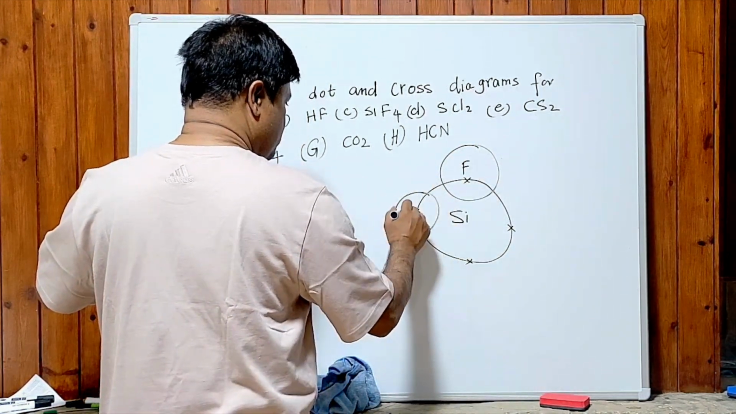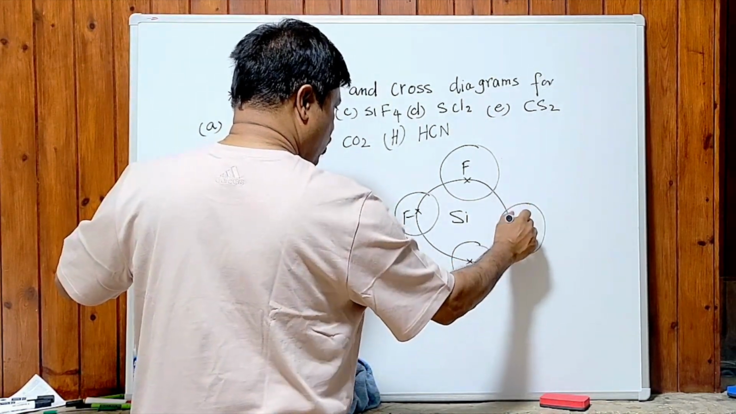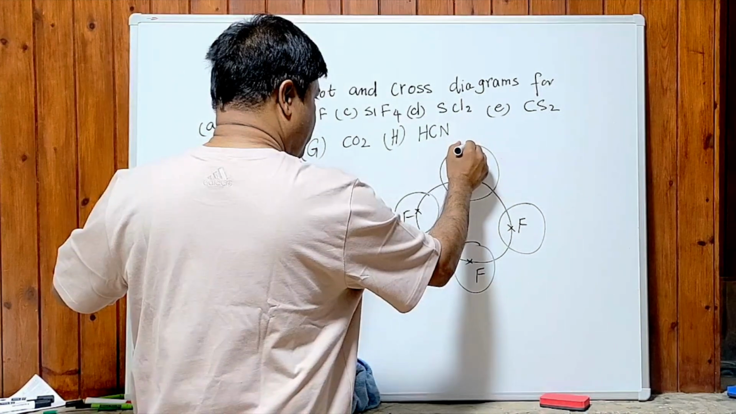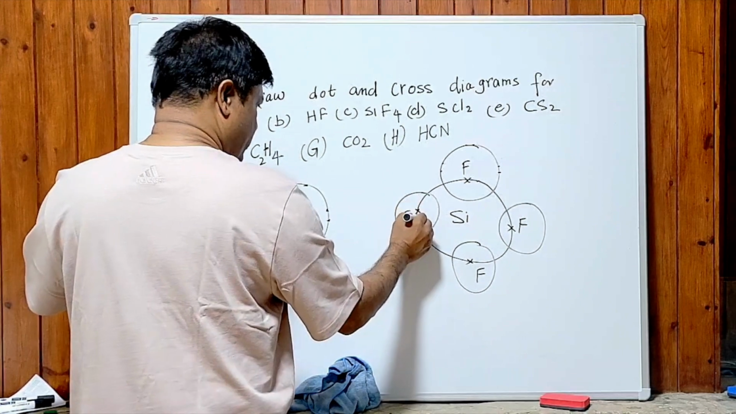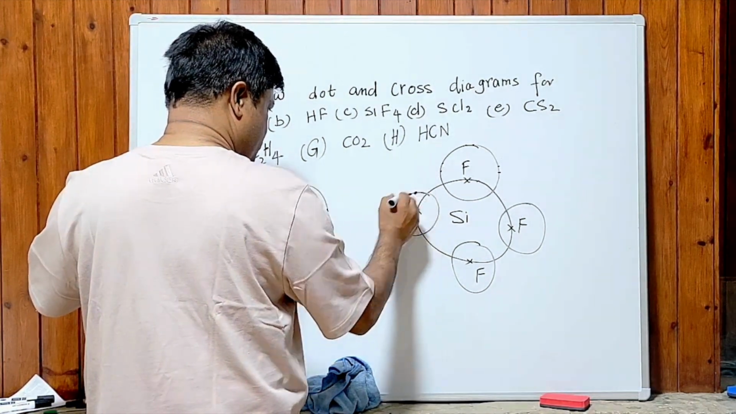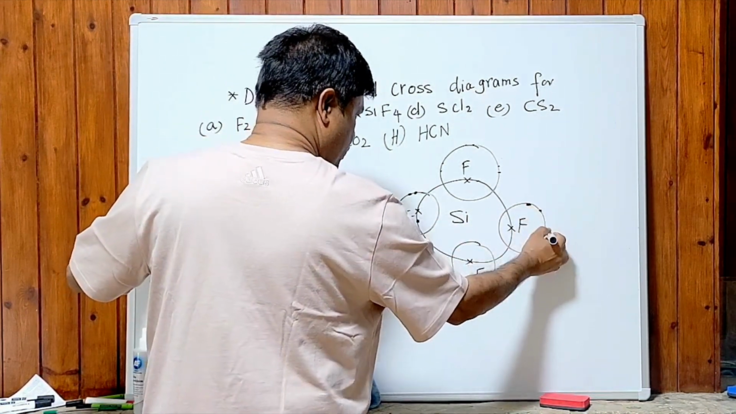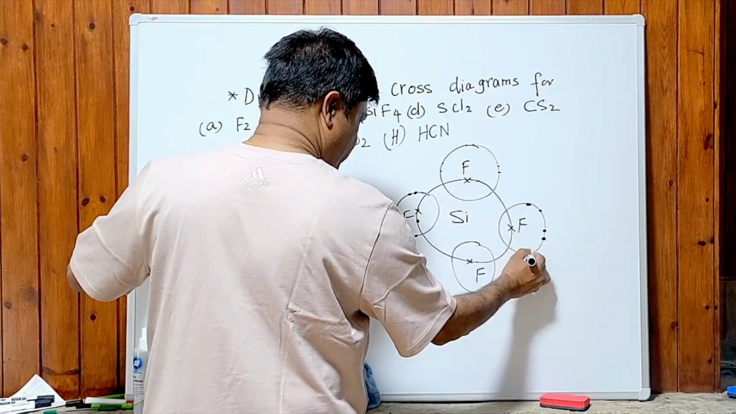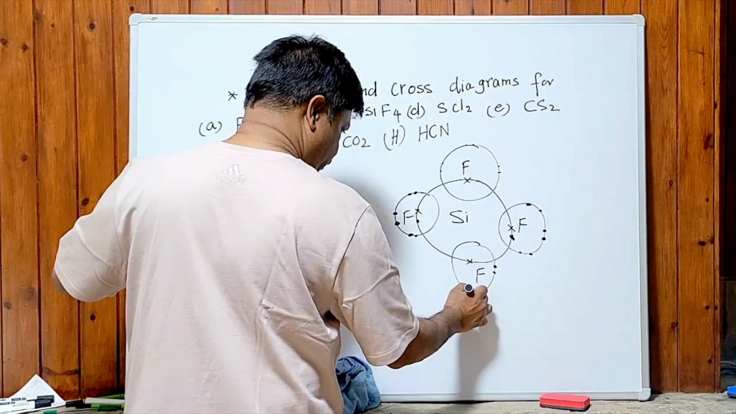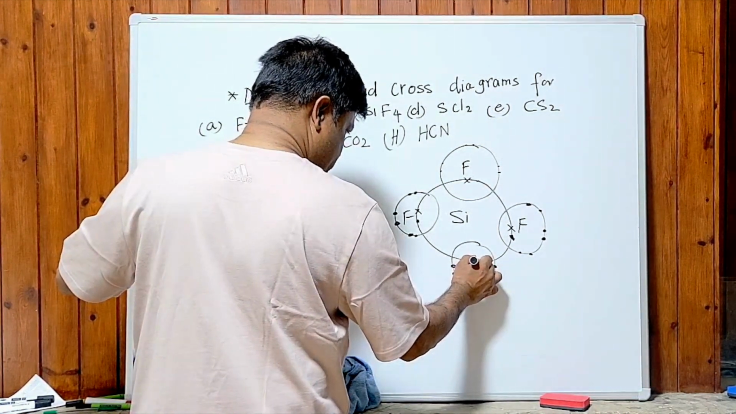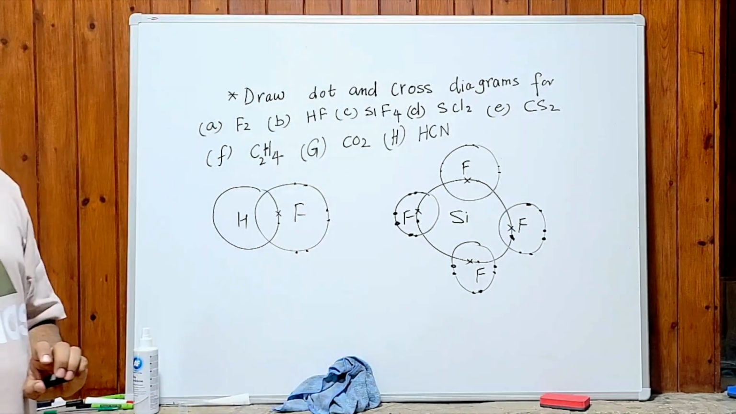1, 2, 3, and 4 fluorine. Fluorine has how many? 1 shared and 7 remaining. 1, 2, 3, 4, 5, 6, 7. Then 1, 2, 3, 4, 5, 6, 7 for the next one, and again 1, 2, 3, 4, 5, 6, 7 for the third, and 1, 2, 3, 4, 5, 6, and 7 for the fourth. This is the dot and cross structure of SiF4.